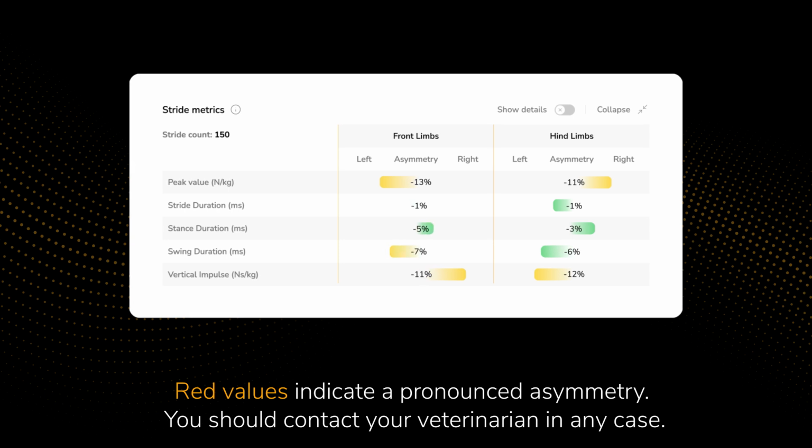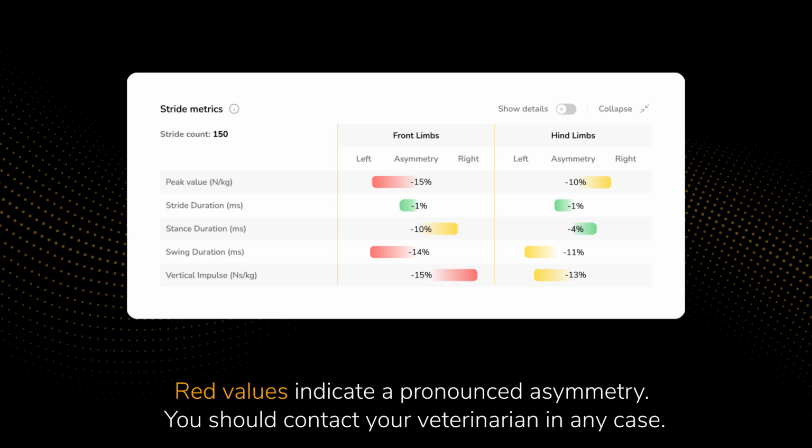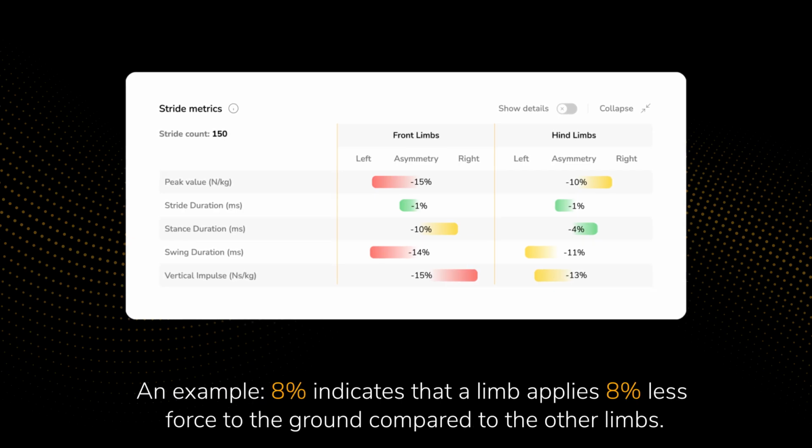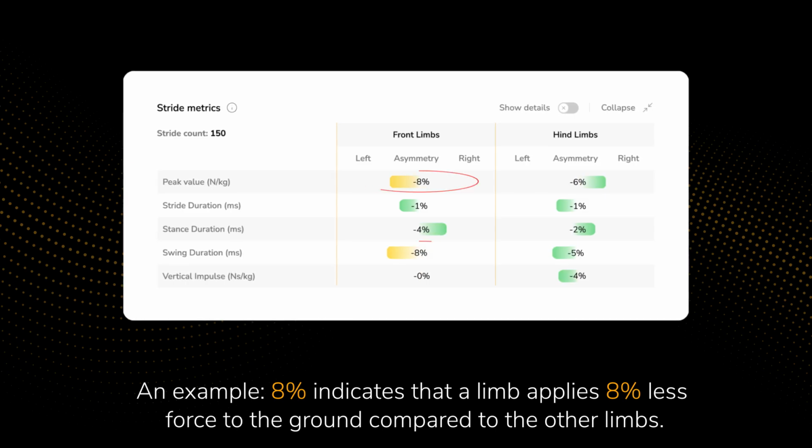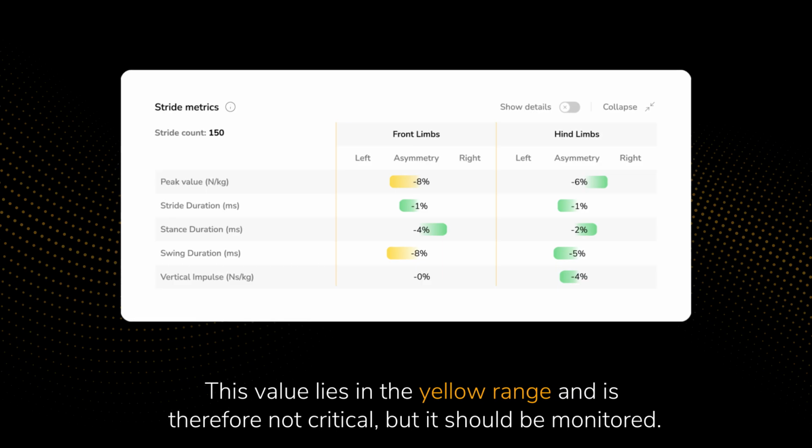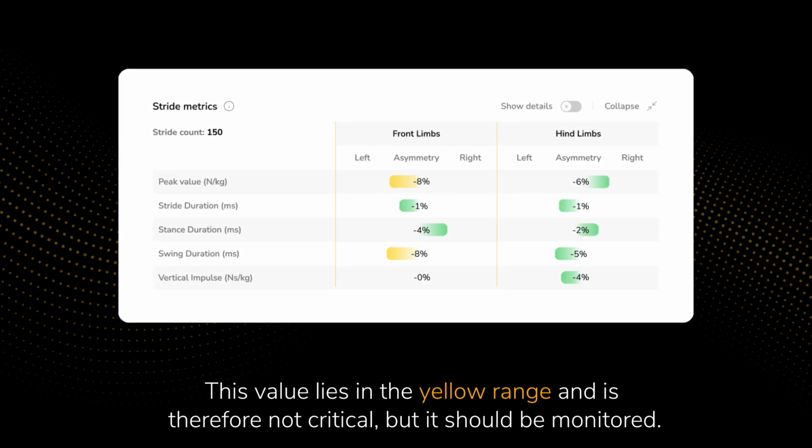Red values indicate a pronounced asymmetry. You should contact your veterinarian in any case. An example: 8% indicates that a limb applies 8% less force to the ground compared to the other limbs. This value lies in the yellow range and is therefore not critical, but it should be monitored.